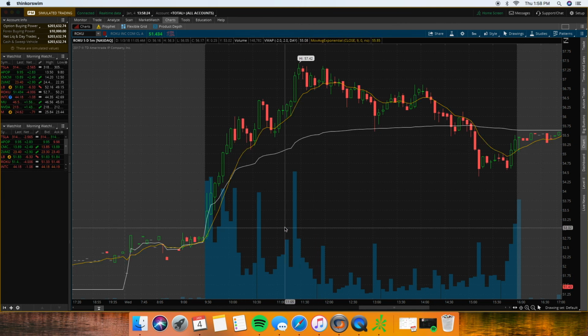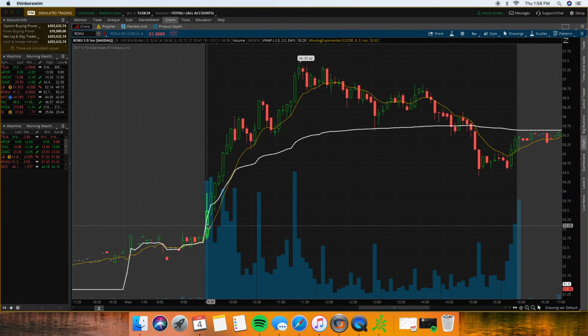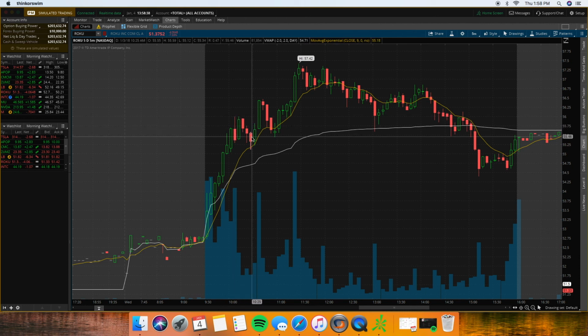What I mean by that is whenever the stock is in a trend, it will most likely pull back to the moving average, or if it's pulling back a lot, it'll actually pull back to VWAP. As you can see on here, Roku took off, it pulled back to the moving average, and it just kept going higher, pulled back to the 9 moving average, kept going higher.